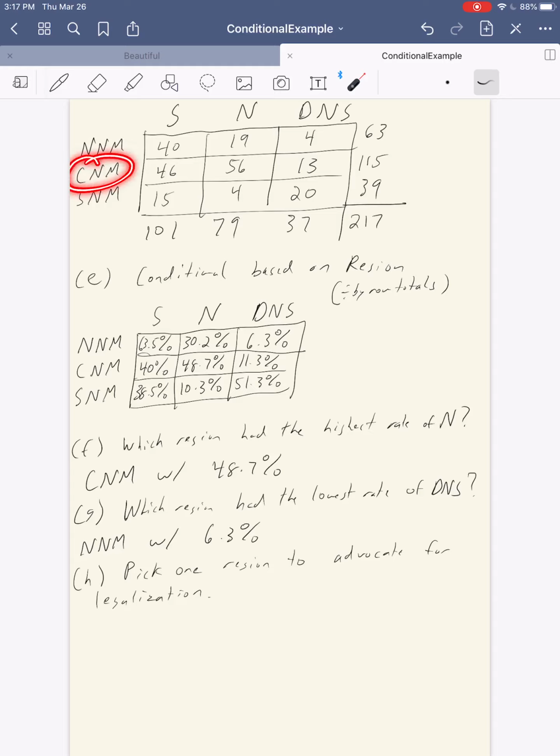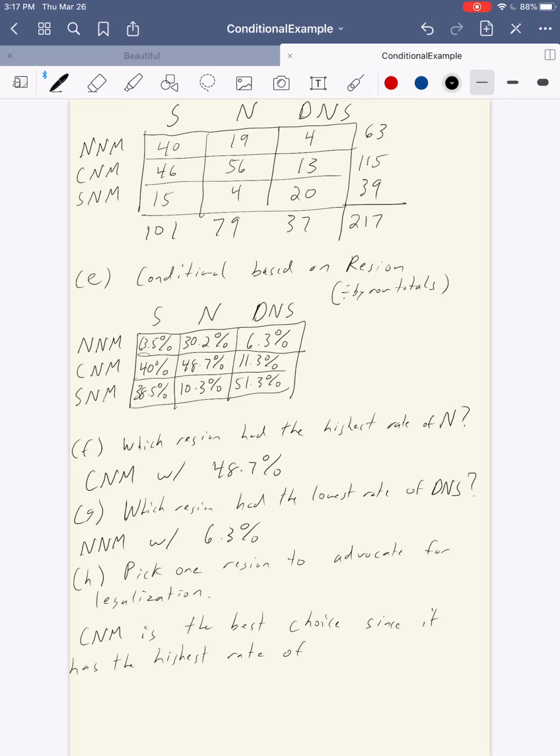Central New Mexico, on the other hand, we already noted that it has a high level of neutral, who might be the easiest to sway, and it has a really large amount of people. So the more we do there, the more efficient it is. So all of this indicates that central New Mexico is the best choice since it has the highest rate of neutral.